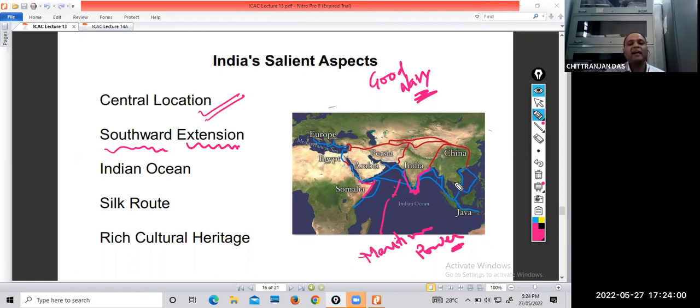And it has the ancient maritime silk route also, which passed through India. Therefore, we are even trying to restore it through one program which we call the Asia Africa Growth Corridor.